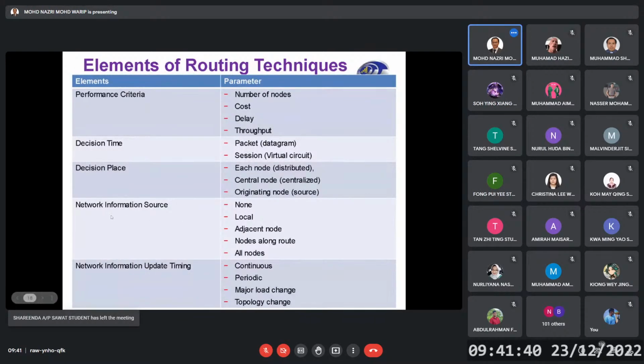Network information source: non-local, adjacent node, nodes along route, all nodes. Network information update timing: continuous, periodic, major load changes, topology change. So this is network information. Update timing, the hello time, for example.